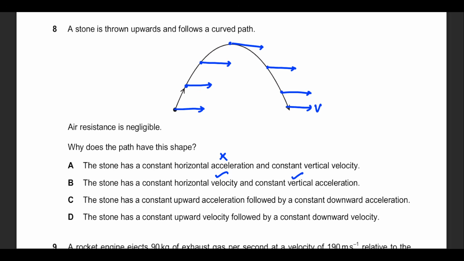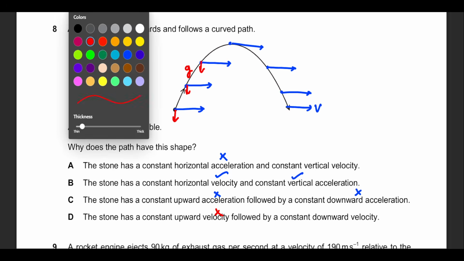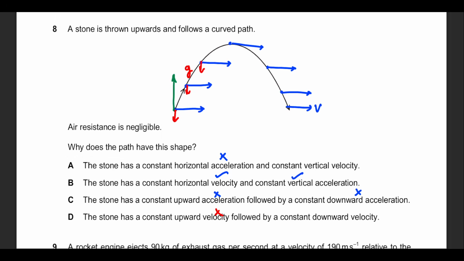The stone has a constant upward acceleration, no, that's also false. You see, gravity is only acting in the vertical direction, which is downwards, like this. And the stone has a constant upward velocity. No, it doesn't have a constant upward velocity. Why? Because in the initial stages, the velocity is very high, but as it gains height, it loses that vertical component. That vertical component starts moving downwards. So the only correct option is option B.